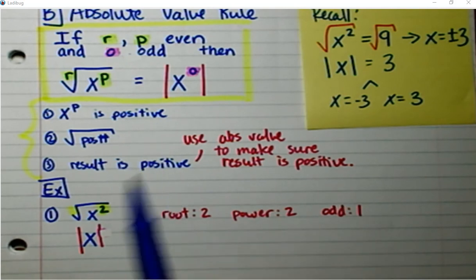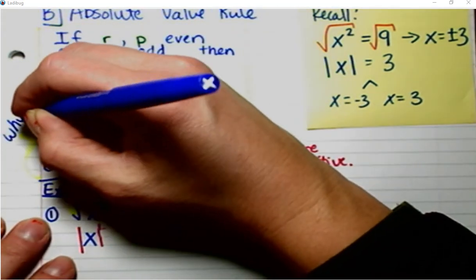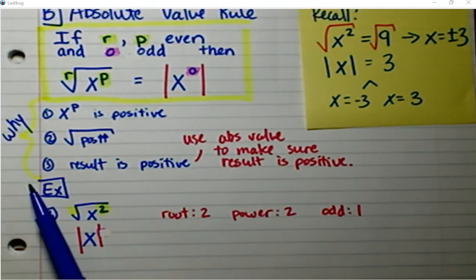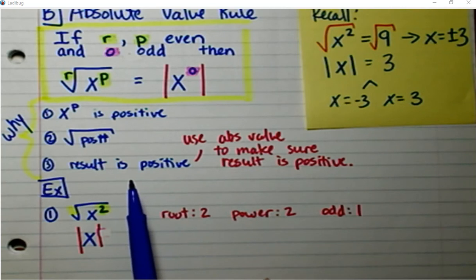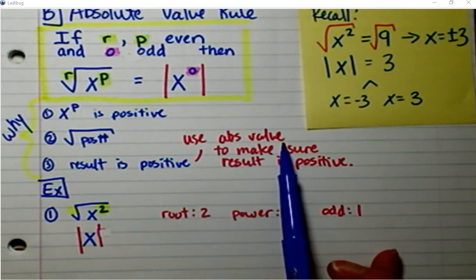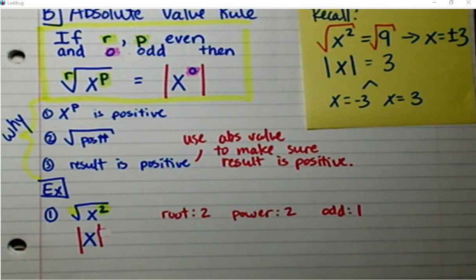Okay, so this is why we need it. How do you ensure that the answer is going to be positive? You use absolute value, right? How do you make an answer positive? You put absolute value around it. If you start with a positive number under the radical and you root a positive number, the answer better be positive. That's why we use absolute value, to ensure the answer will be positive. Yes. 1 is an odd number.